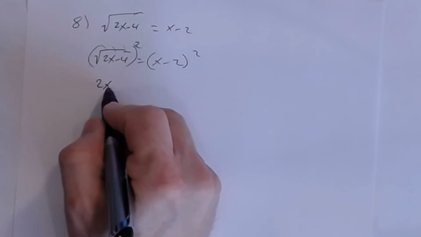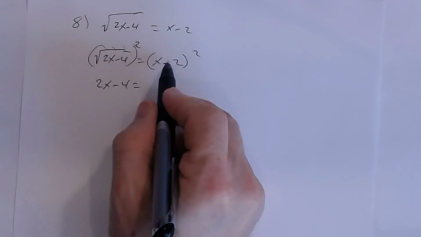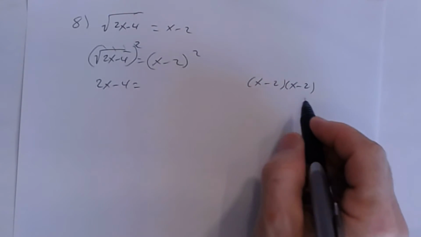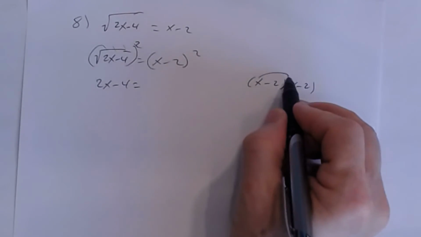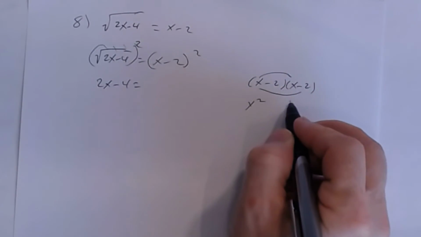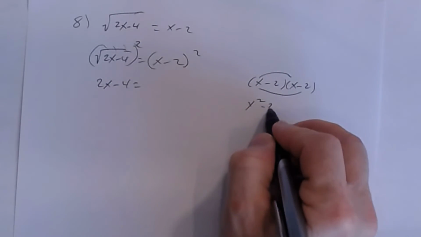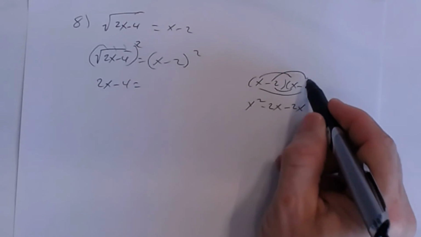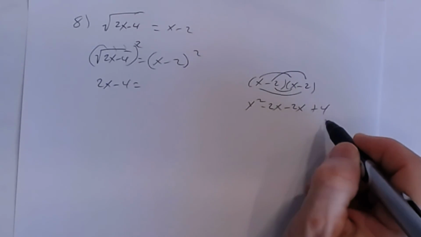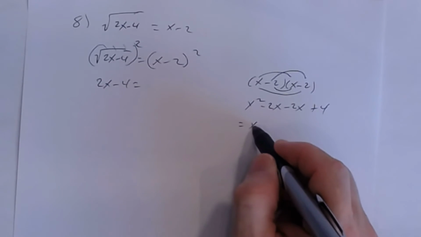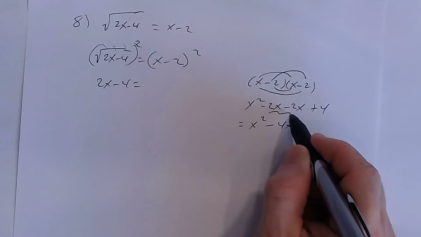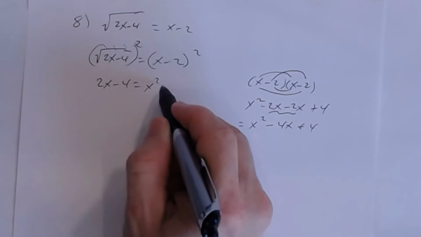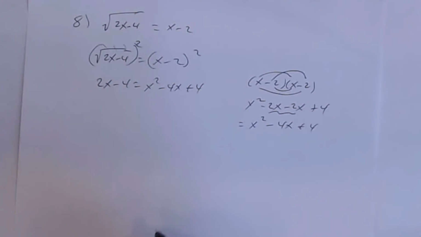So you get 2x minus 4 equals, and then we're going to FOIL this, so I'm going to write this out, x minus 2 times itself. When I FOIL this out, x times x is x squared. The outer is a negative 2x. The inner is a negative 2x. And then a negative 2 times a negative 2 is a positive 4. Combining like terms, I get x squared minus 4x plus 4. So that goes here: x squared minus 4x plus 4.